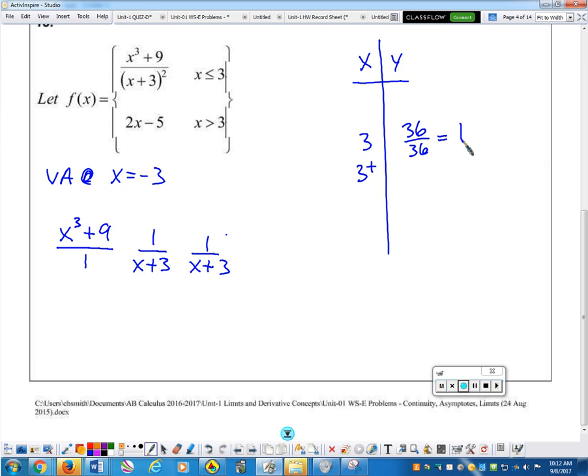Questions? 3 plus has to go here. So 2 times 3 is exactly 6. Minus 5 would be exactly 1. So this is really close to 1. Jump or no jump? No jump. These two are infinitesimally close, and these are also infinitesimally close. No jump.